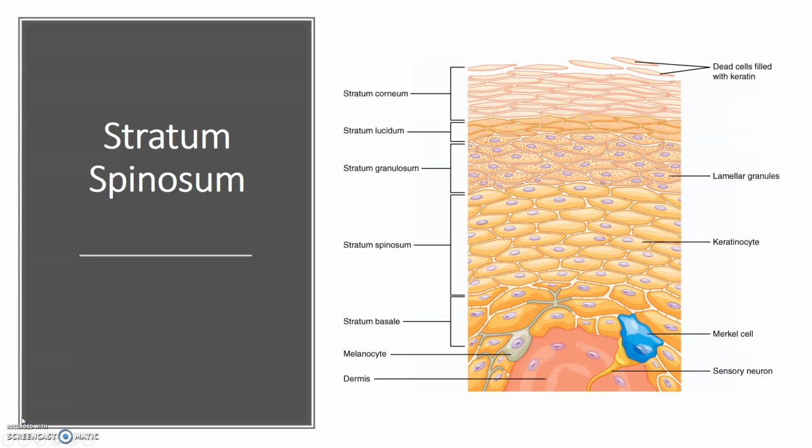The next layer, the stratum spinosum, as the name suggests, is spiny in appearance due to the protruding cell processes that join the cells via a structure called a desmosome. The desmosomes interlock with each other and strengthen the bond between the cells. It's interesting to note that the spiny nature of this layer is the artifact of the staining process.